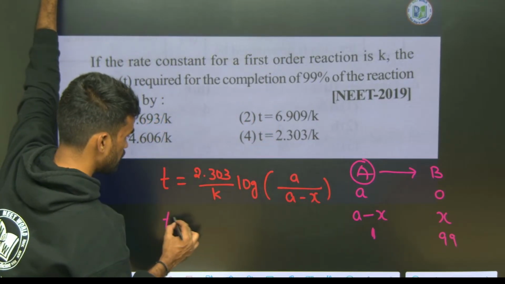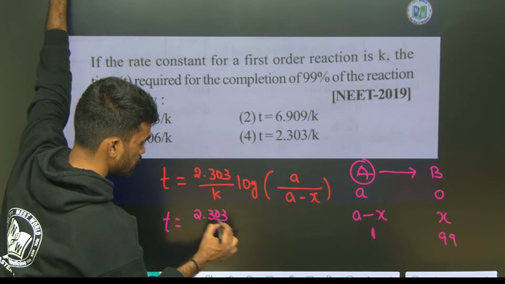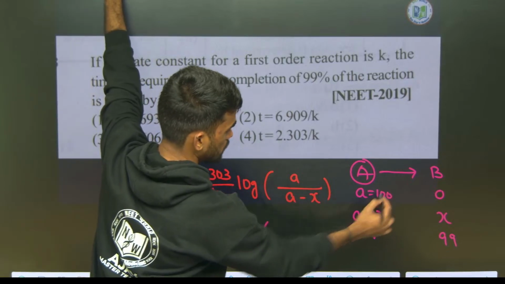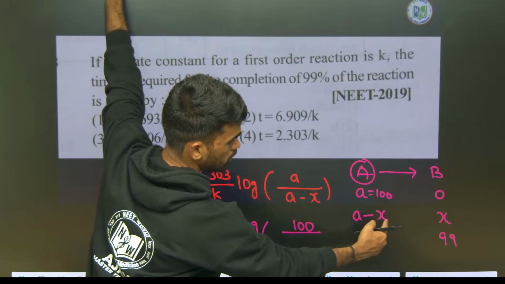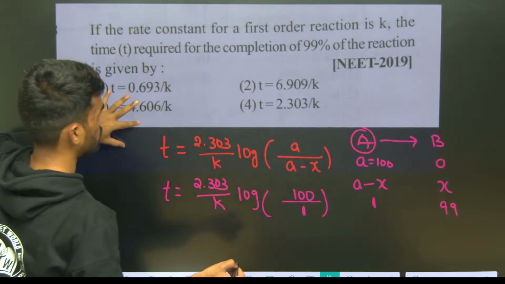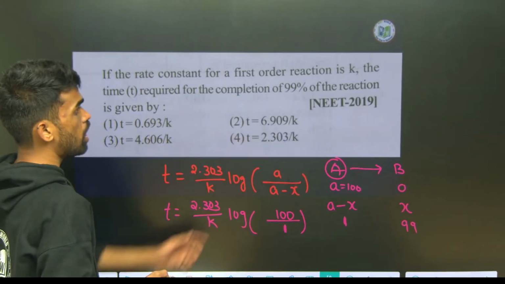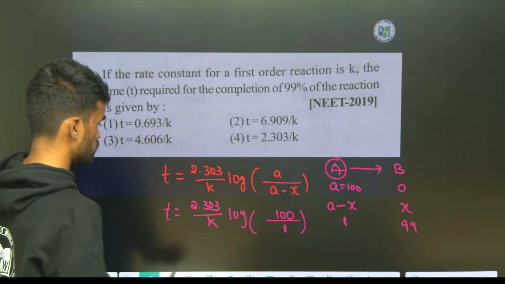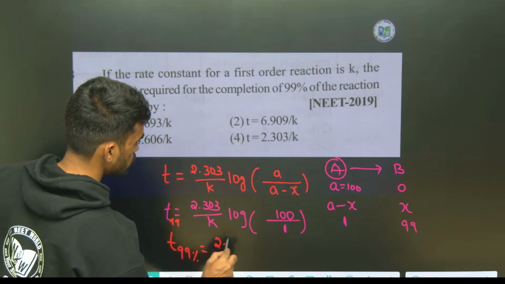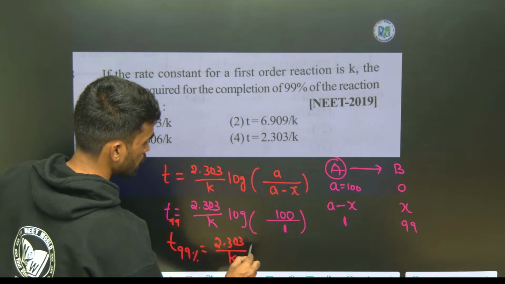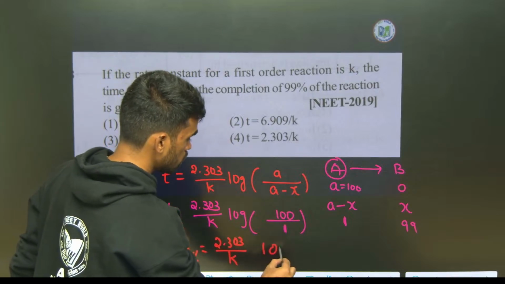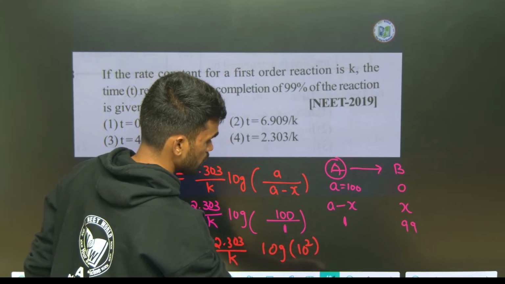So I can say T equals 2.303 by K log, with initial concentration A equal to 100. So 100 minus 99 is how much? 1. So take that 1 here. That's it. What are you going to get from here? Very easy. How easy this question is! All the questions which I discussed are previous year questions only. So T 99% equals 2.303 by K log 100. I can write 100 as 10 power 2. So log 10 power 2, if I write, what happens to this?